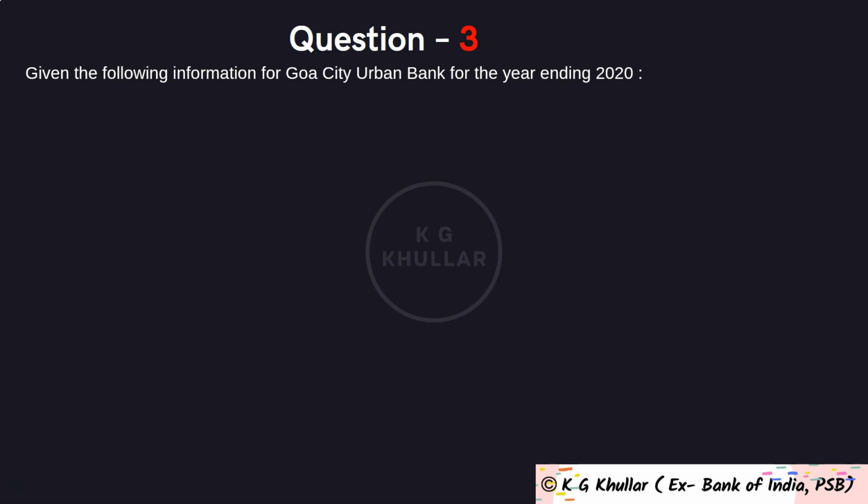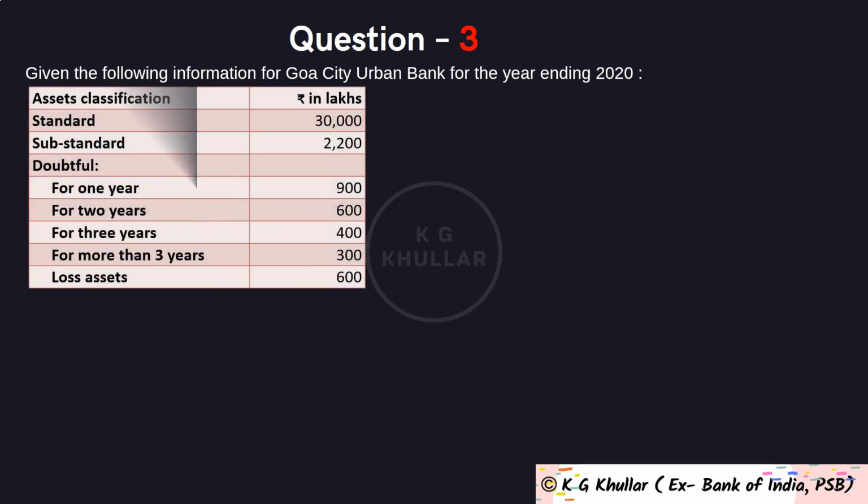Given the following information for Goa City Urban Bank for the year ending 2020. Now friends, this data is given to you. Standard assets are given as 30,000 lakhs. Then substandard assets are given as 2,200 lakhs. Then these figures for doubtful and loss assets are also given.